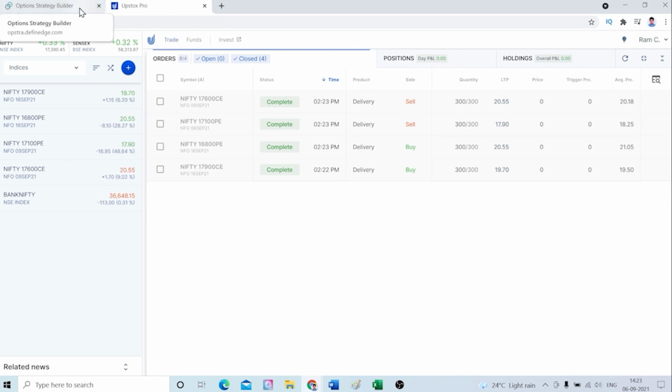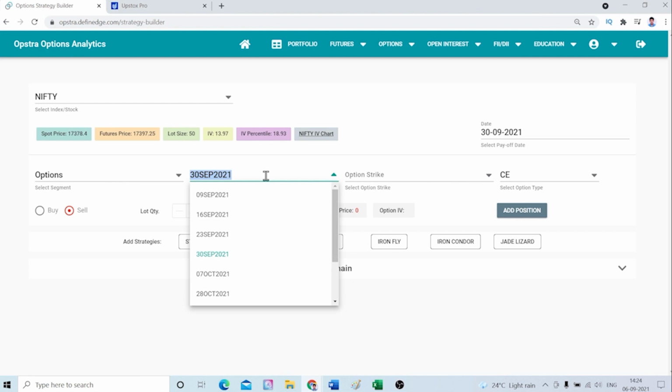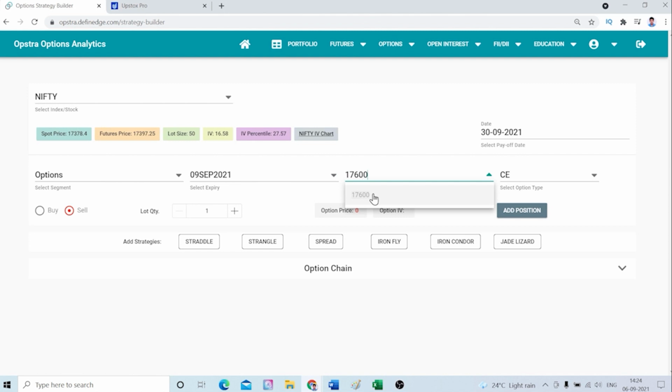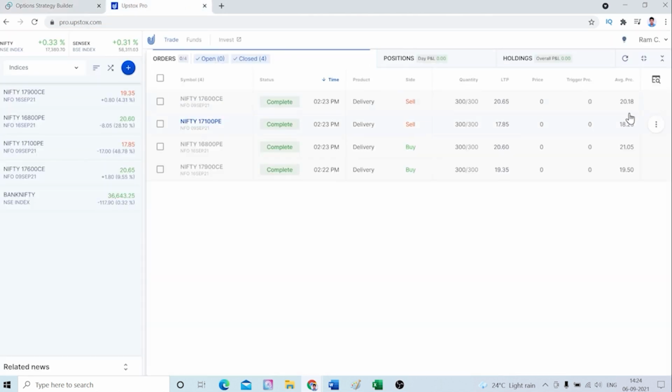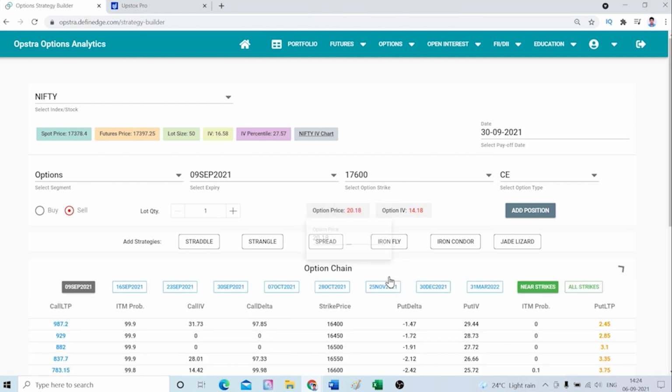I'll enter all these transactions in the Afstra builder so that we can track them. We may have to do adjustments in the coming days, so we have to track both profit and loss. We may not see the exact profit and loss in Afstra, as we have to include the adjusted transactions as well. So I am entering all the transactions we have just done, with the exact prices, in Afstra.